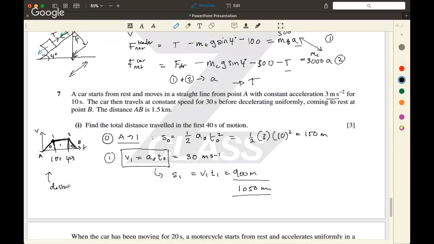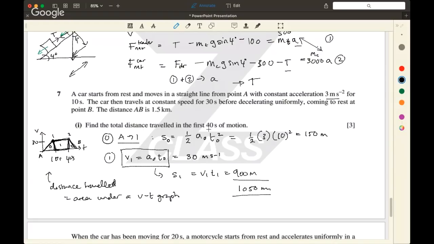distance traveled is equal to the area under a VT graph. So you could have just found the 30, marked it there, and then sort of this as a triangle. So it'd be 1/2 times 10 times 30. And then this thing would have been the V1 times t.